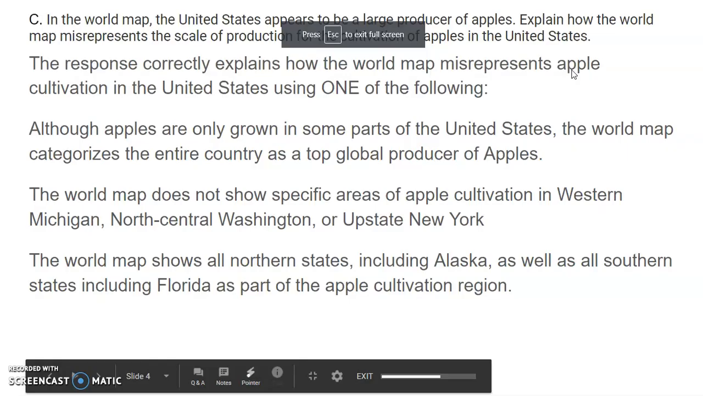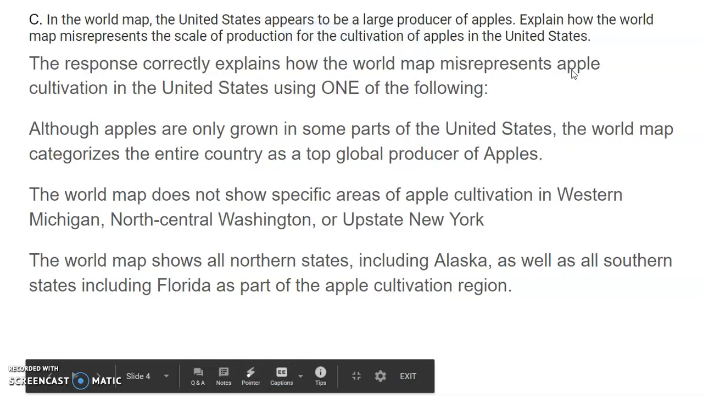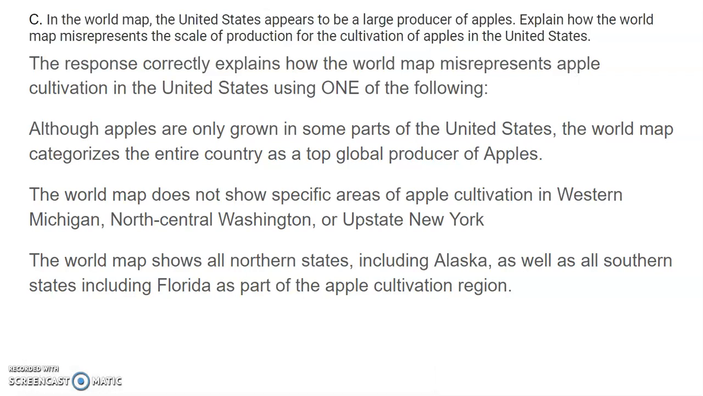numerous times. So sorry. So again, although apples are only grown in some parts of the United States, they're clustered, growing based on climate and soil quality. The world map represents the entire country as a top producer of apples, which is inaccurate. The world map does not show specific areas of apple cultivation in western Michigan or central Washington state or upstate New York, and incorrectly shows that they are all over the United States, whereas again, they are clustered.